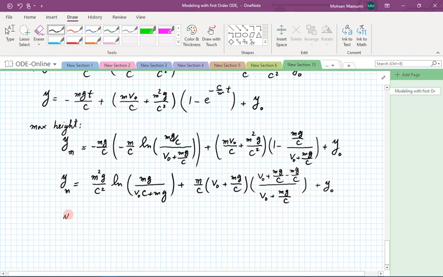So let's clean this up. Maximum height: m squared g over c squared, logarithm of mg over v0 c plus mg. Now the nice thing is that this numerator and that denominator cancel each other out. These two cancel each other out, and I have m v0 over c, so that's all that survives out of this. Again, this cancels that, these two cancel each other, v0 times m over c, and then y0. So this is the maximum height.